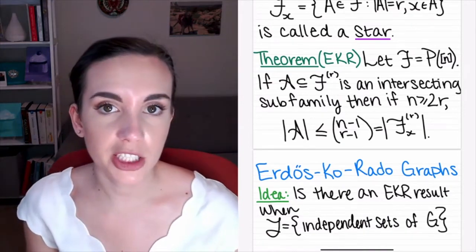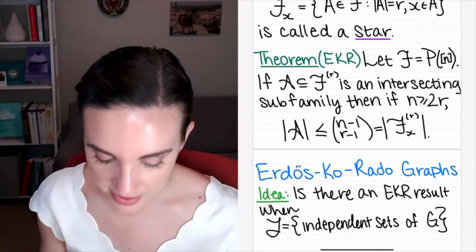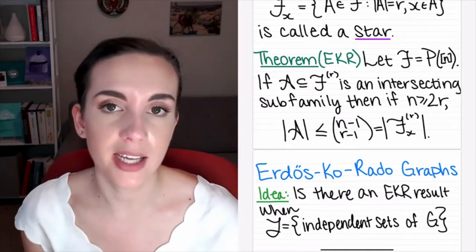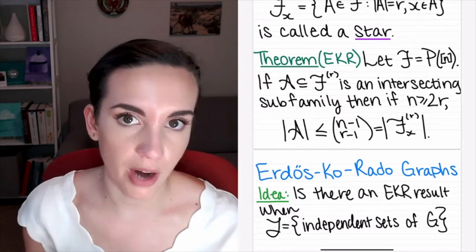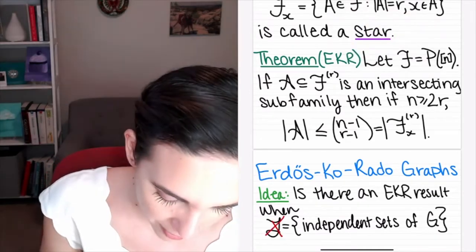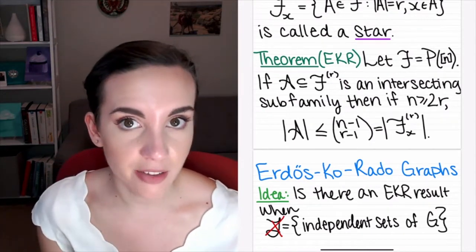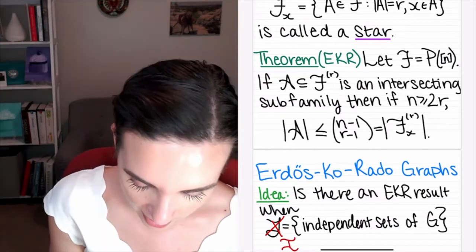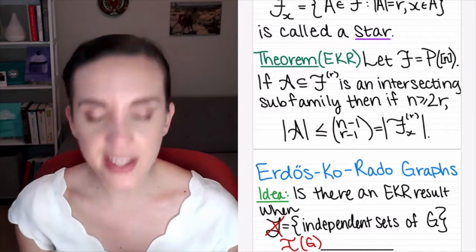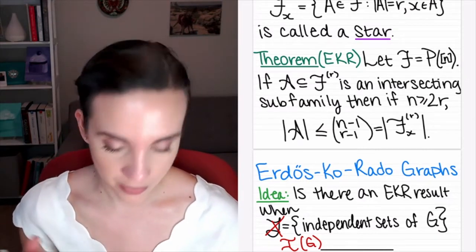So now I can't just pick any set that contains the integers from 1 to n. Instead, I'm only picking sets that are independent sets from a fixed graph. So this family has a specific notation tied to it. Since it's talking about independent sets of a graph G, we're going to use script I of G to denote this family. So again, this is the set of independent sets of the graph G.